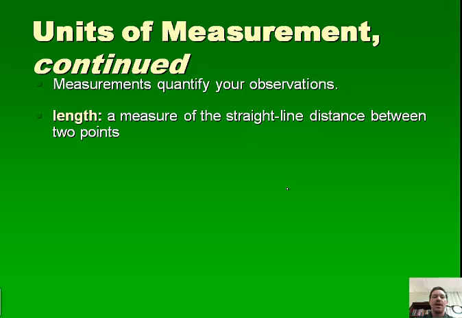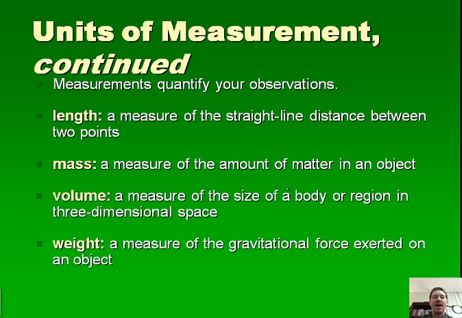Oh, no. Just, again, units of measurement, just defining these terms. Length is a measure of a straight line distance between 2 points. Mass is a measure of the amount of matter in an object. Volume is a measure of the size of a body or region in 3-dimensional space. And weight is a measure of the gravitational force exerted on an object. So weight we typically measure in pounds. In the SI system we use newtons, and it is how much mass that object has affected by the gravitational force. And we'll talk more about weight later.